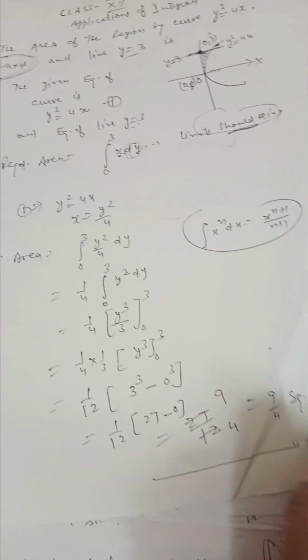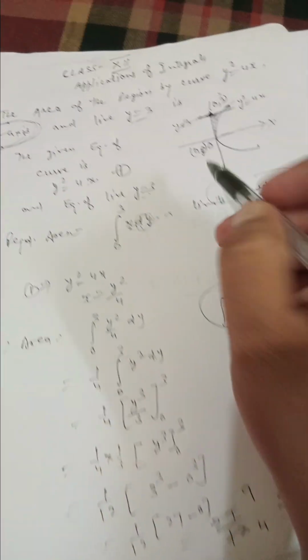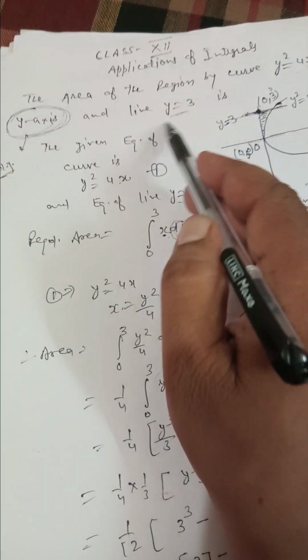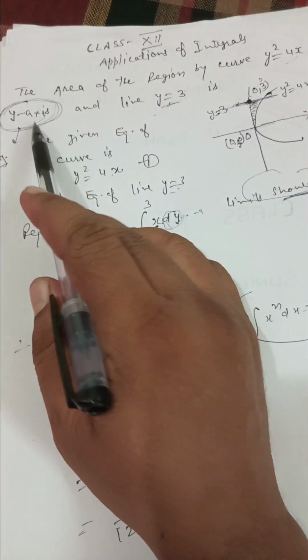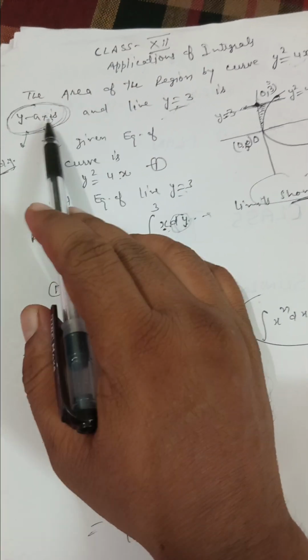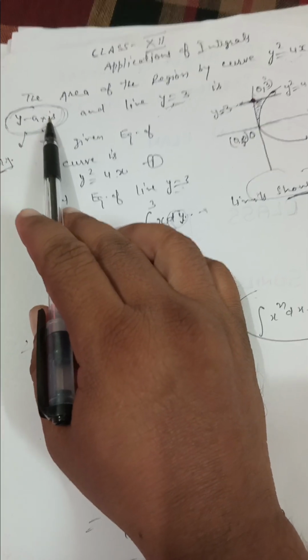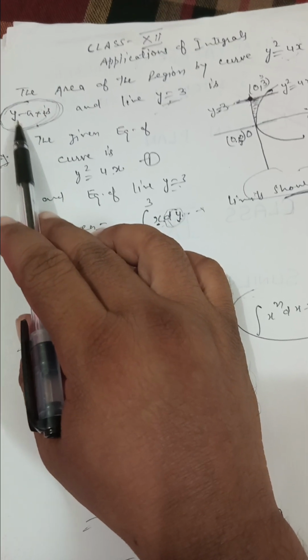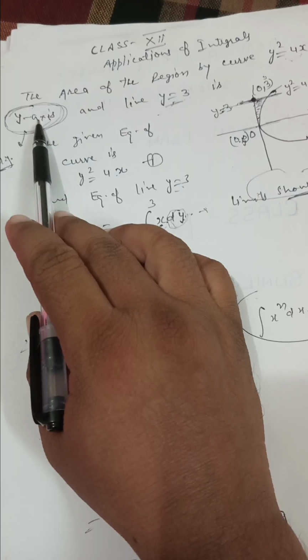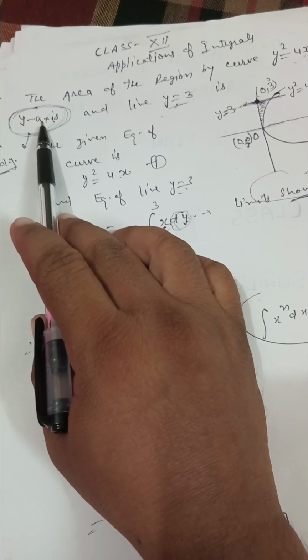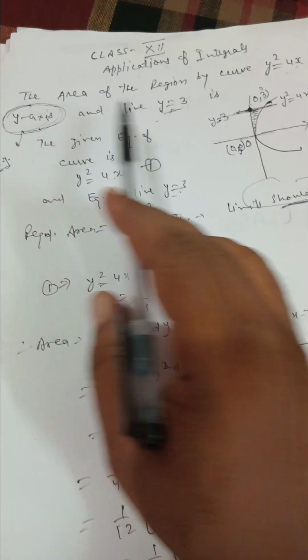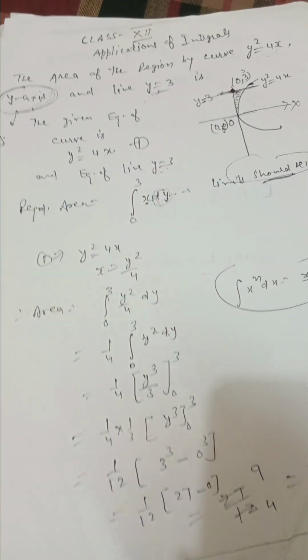This is our required area bounded by the curve y square equal to 4x and the line y equal to 3 along the y axis. If the area were given along the x axis instead, we would have to find the area along y dx, meaning the limits should be in x. So this is our required area.